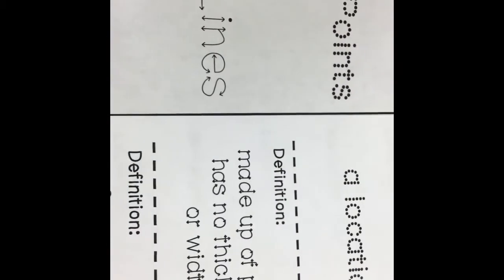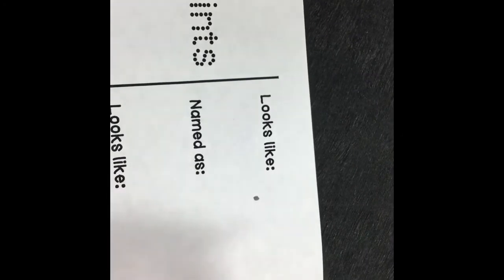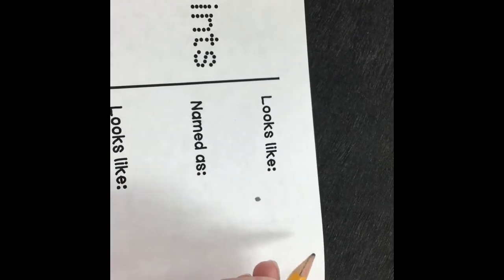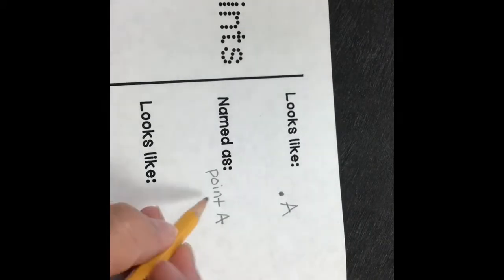Go ahead and open it up. And we're going to start down this side, and then we'll do the facts later. A point is just a point, a dot. And how we denote it is with a capital letter. It can be any capital letter. It's named as point A, or you can just write the letter A.